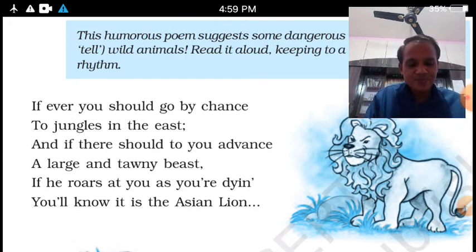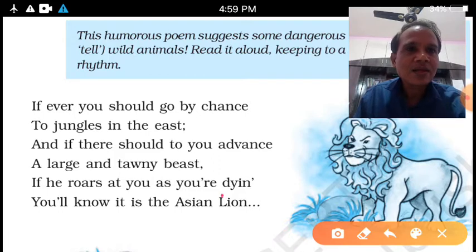So here he said that if you ever go to the jungle in the east, in the eastern part of earth we call it Asia, Asiatic jungles or forest, you may find a brown colored huge animal coming towards you there. And if it starts roaring at you, a large and tawny beast, tawny, brownish we call it, भूरे रंग का, you will feel as if you are dying.